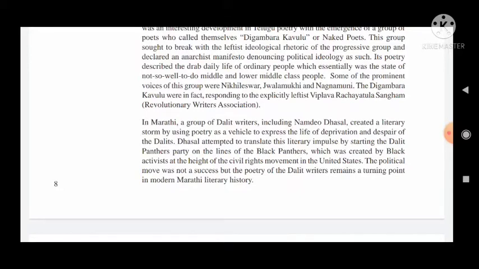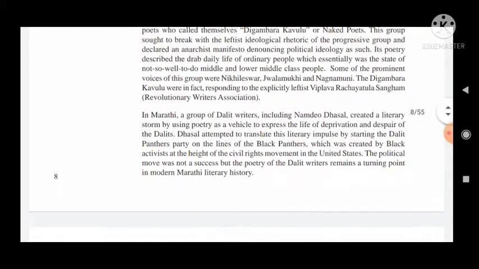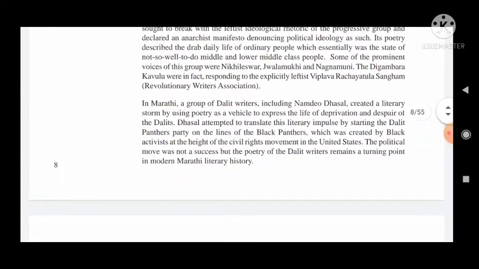Some of the prominent voices of the group were Nikhileshwar, Jwalamukhi and Naganamuni.